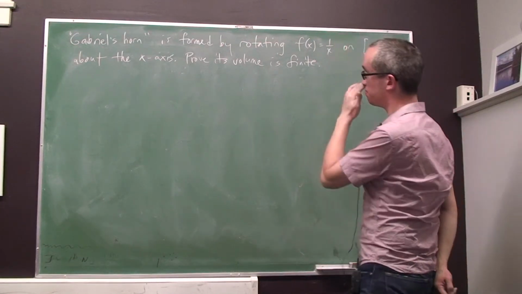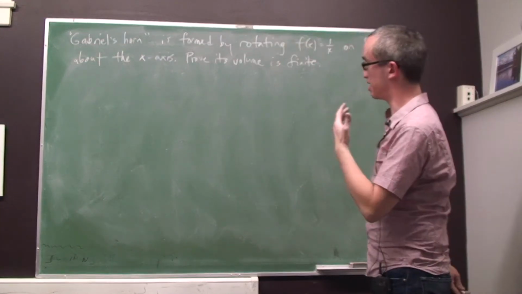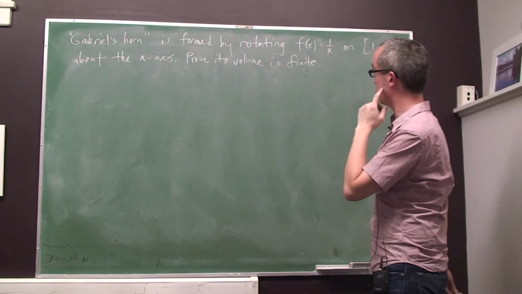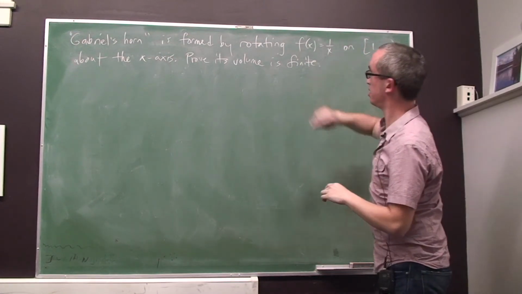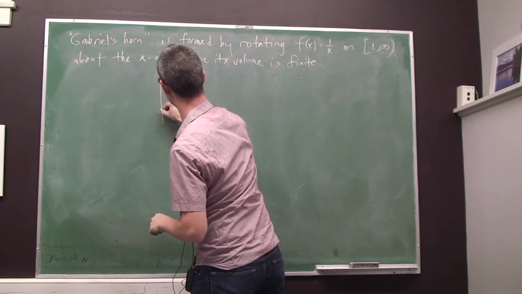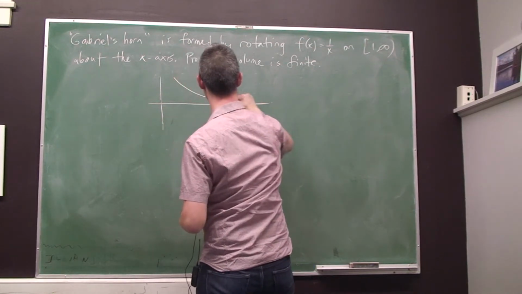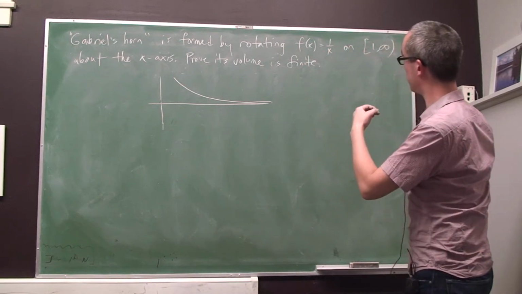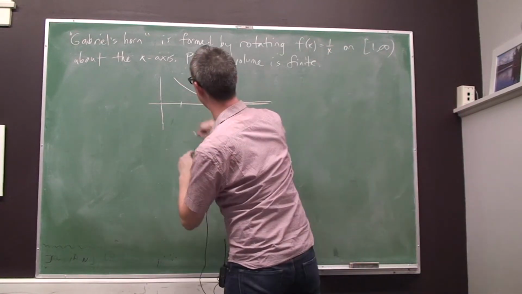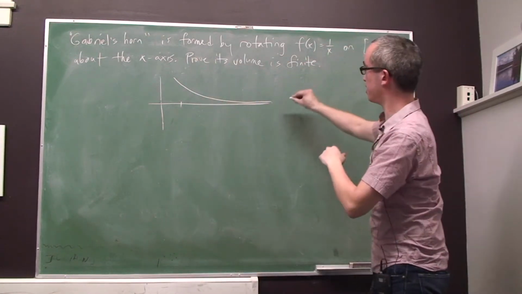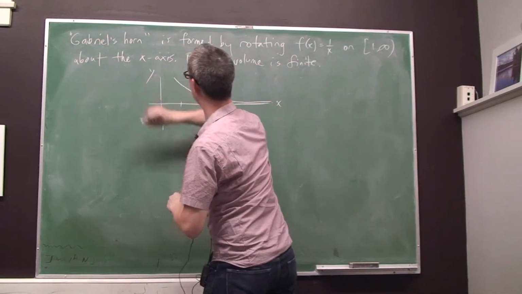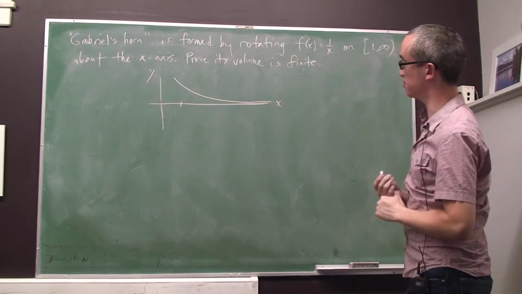Okay, so we have this volume of rotation that's sometimes called Gabriel's horn. That's formed by taking this function, 1 over x. So let me just sketch this function, a function that looks something like this. Taking this function on the interval from 1 to infinity, and then rotating it about the x-axis. And we want to prove that its volume is finite.